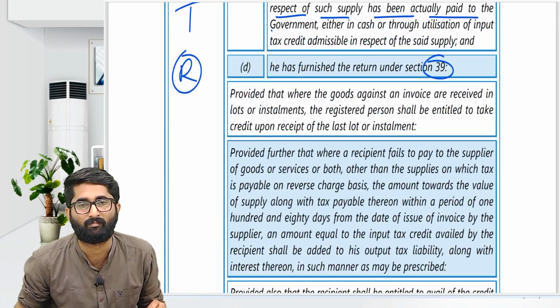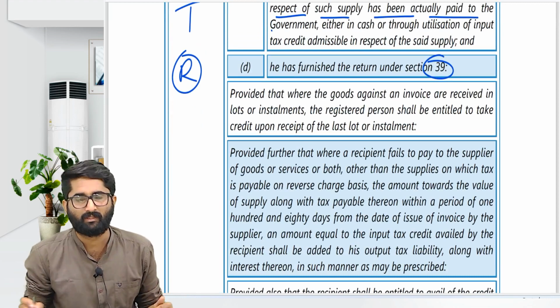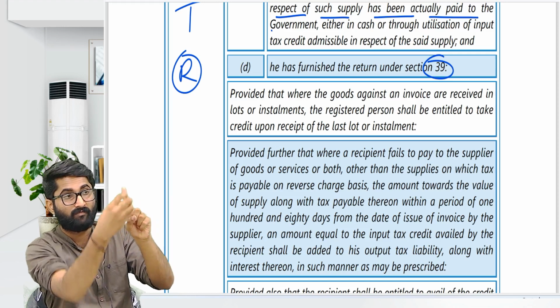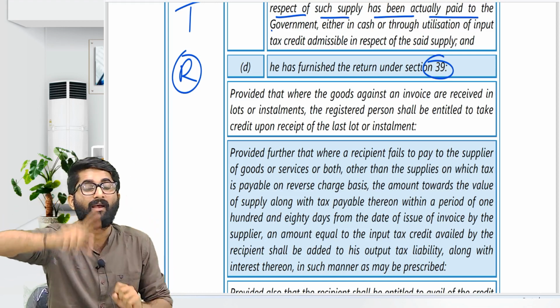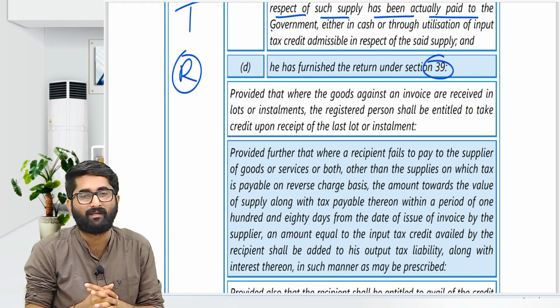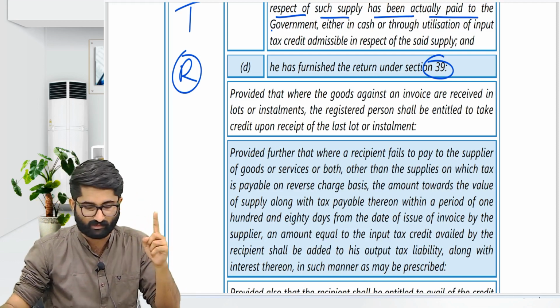With that, there are some provisos. Remember the provisos, sir. If the goods are for one invoice, if the goods are coming in lots, whenever I receive the last lot, that date will be the time I can take ITC, otherwise I cannot take ITC. This is the first proviso.